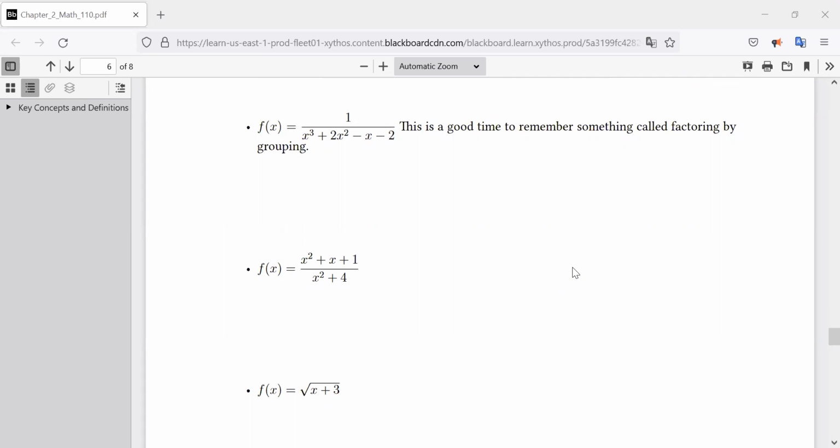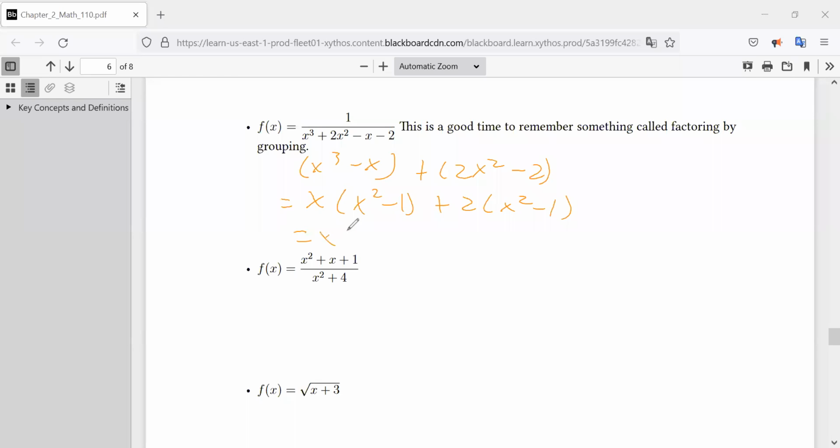So, any ideas on how to factor this? It already comes with a hint. Okay, so I think a good idea would be to group x to the third minus x and 2x squared minus 2. Yeah. So you can factor each over. So this becomes this, right? Yes.